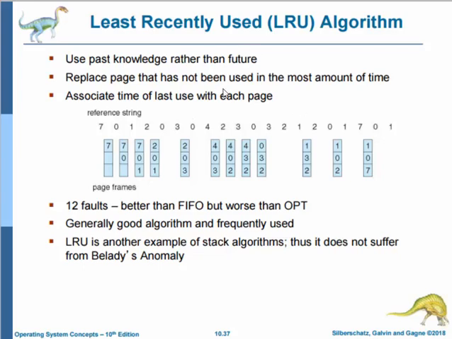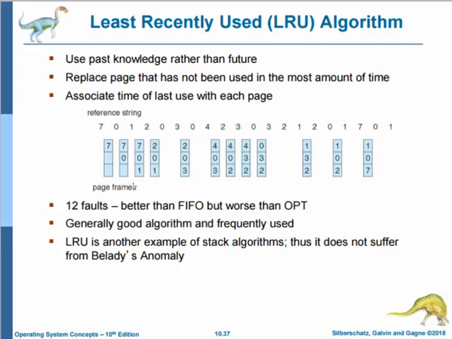So if we use the recent past as an approximation of the near future, then we can replace the page that has not been used for the longest period of time. And this approach is what we call the least recently used, or the LRU algorithm.